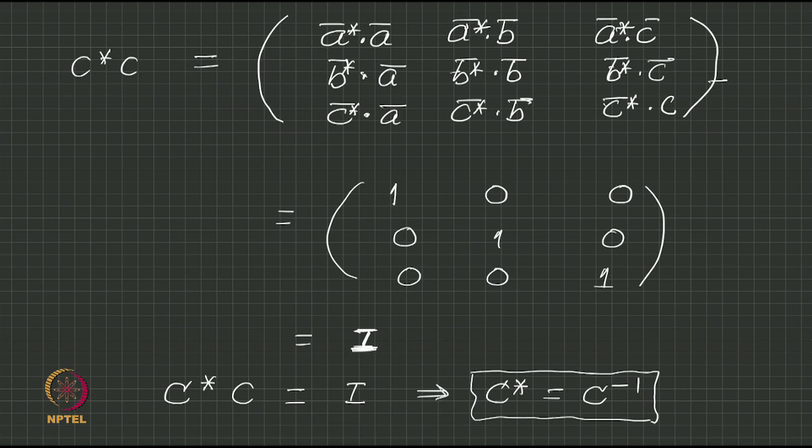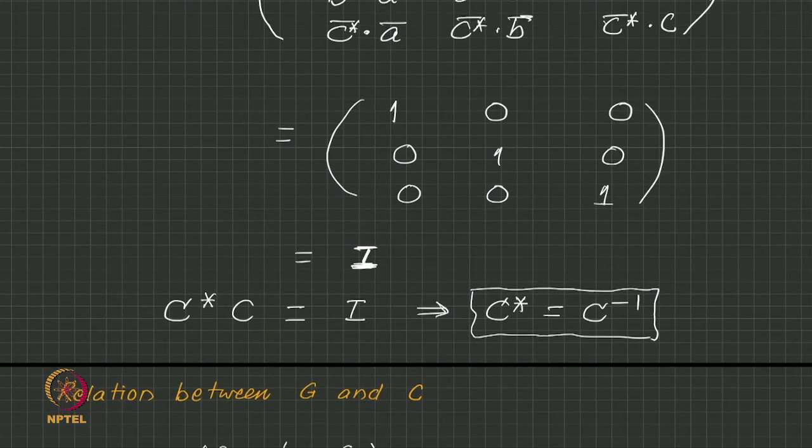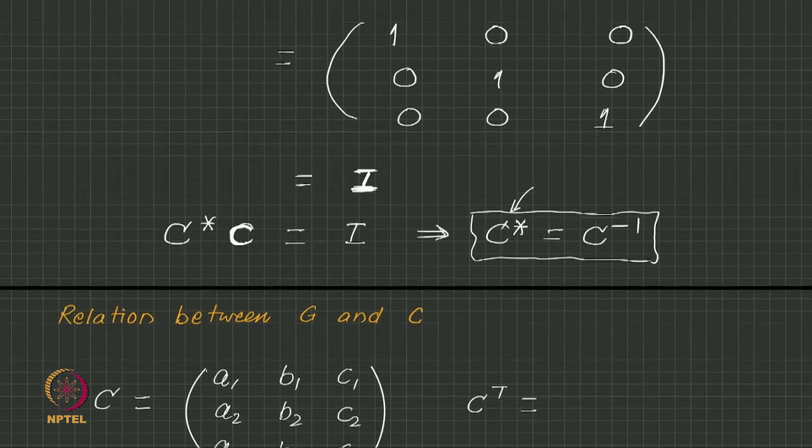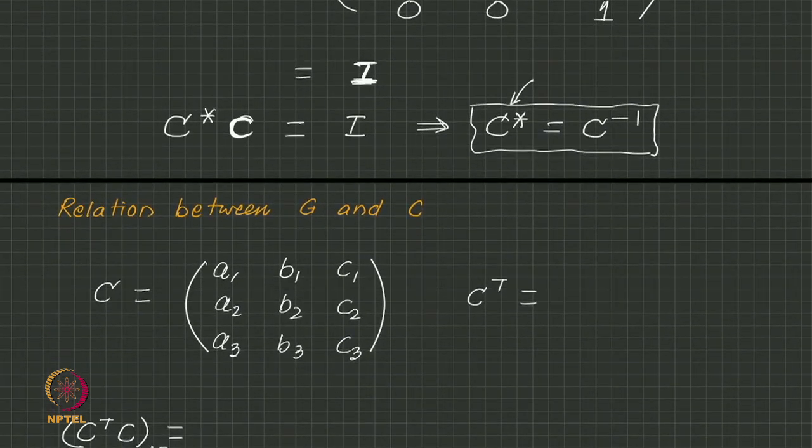That simplifies our life a lot, as we do not have to calculate C star separately. If we have calculated C, the transformation matrix for the direct basis to a Cartesian basis, then the transformation matrix for the corresponding reciprocal basis to the same Cartesian basis is nothing but the reciprocal, that is the inverse, of the direct transformation matrix. This relation will be important in establishing some other relations.